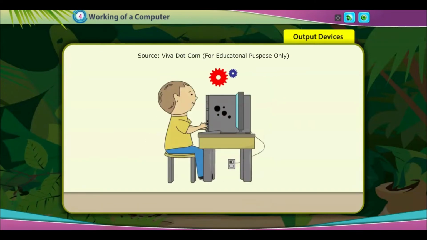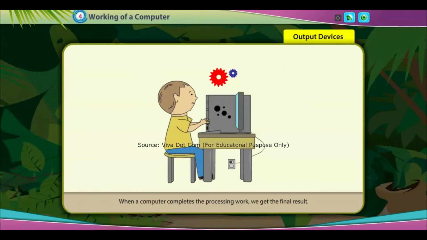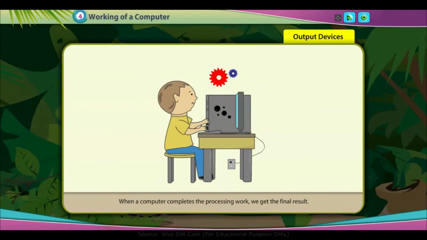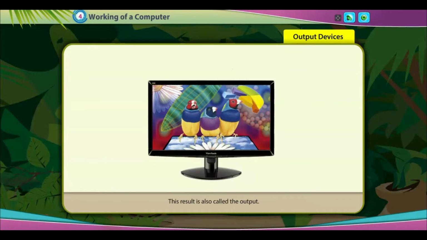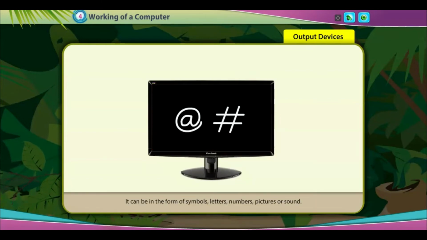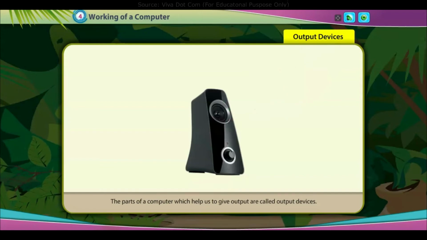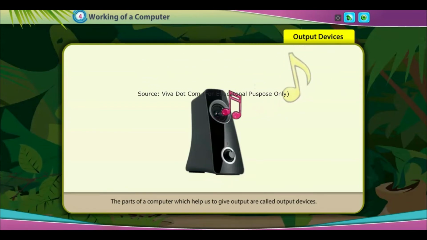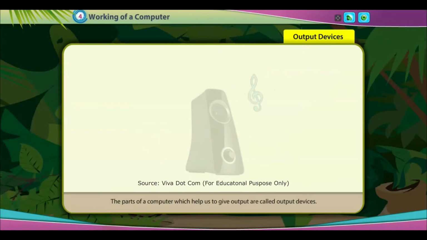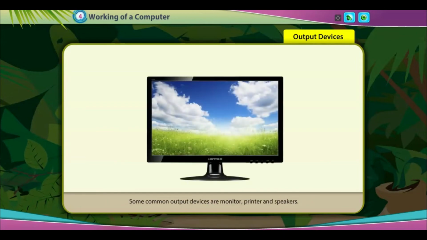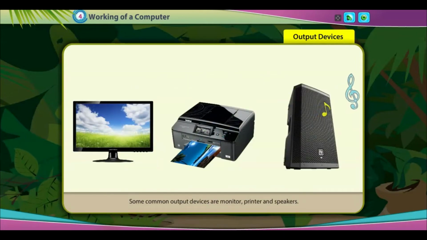Output devices. When a computer completes the processing work, we get the final result. This result is also called the output. It can be in the form of symbols, letters, numbers, pictures or sound. The parts of a computer which help us to give output are called output devices. Some common output devices are monitor, printer, and speakers.